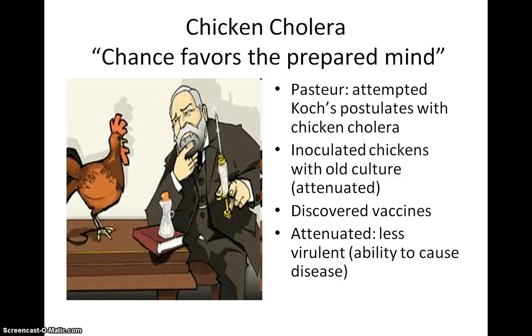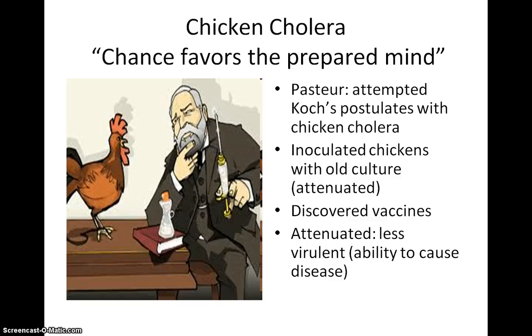Okay. Now, speaking of cholera, I want to go back and actually talk a little bit about Pasteur, because this was another sort of major discovery at the time. So, again, this is a chance favors the prepared mind idea. Pasteur tried Koch's postulates with chicken cholera. So he's trying to prove that chicken cholera was caused by a specific infection. So part of it is to grow a pure culture out of the lab.